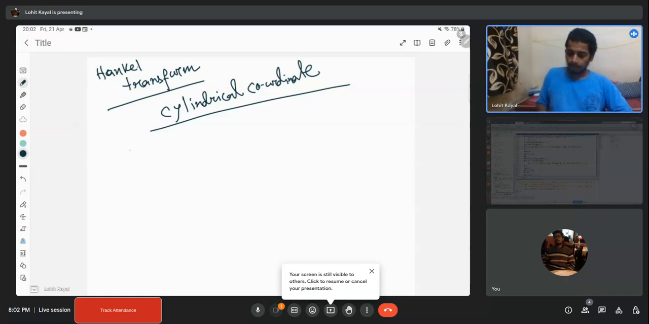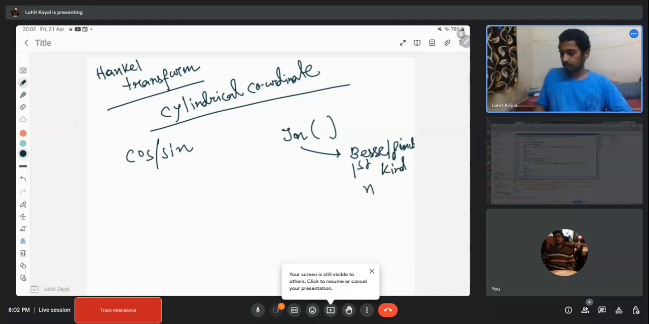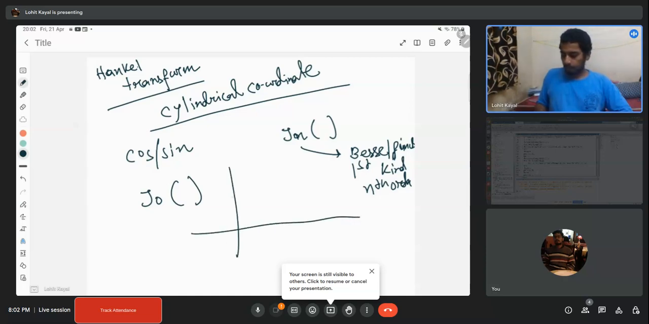So for the cosine or sine in Cartesian, it will be Jn. Jn is the Bessel function of the first kind of nth order. So you have some J0 of something. It will be an oscillatory function like this, but it will be decaying. This is J0.